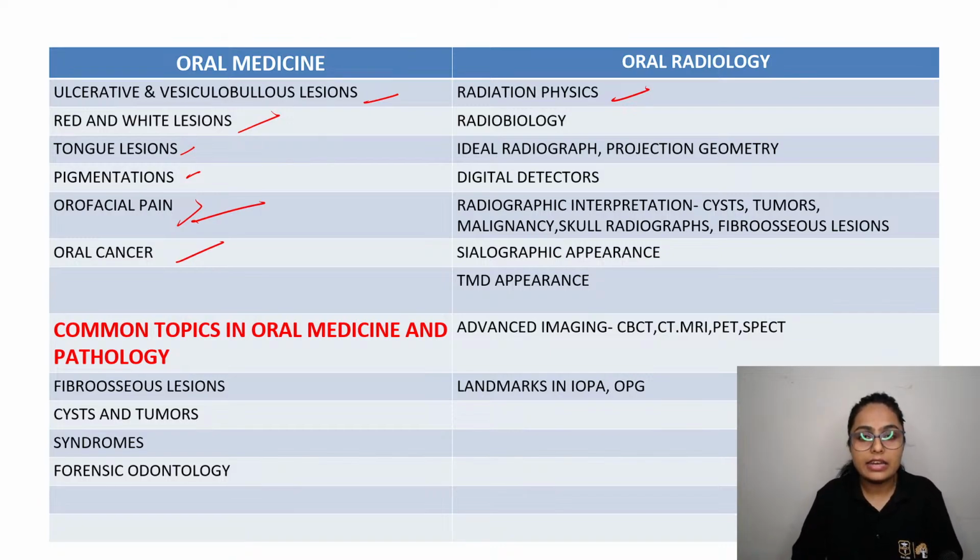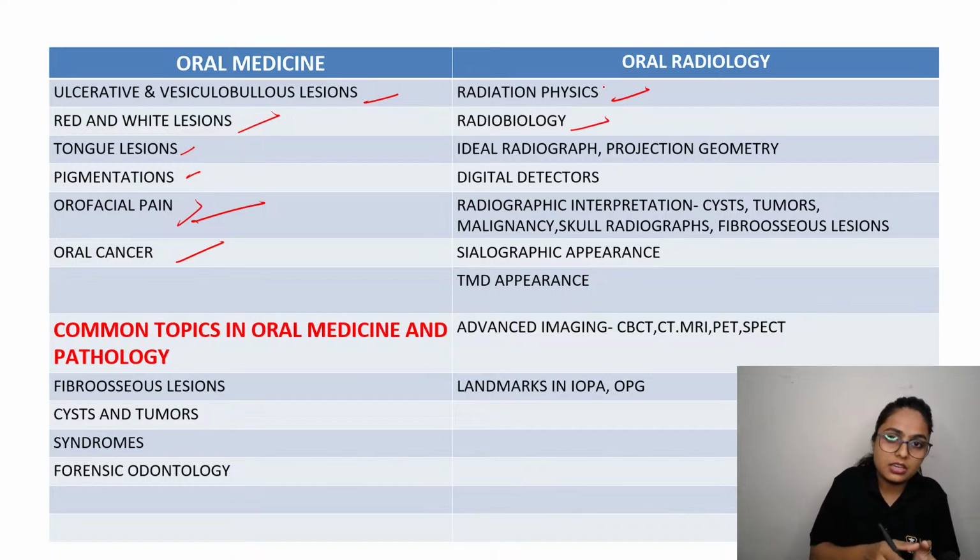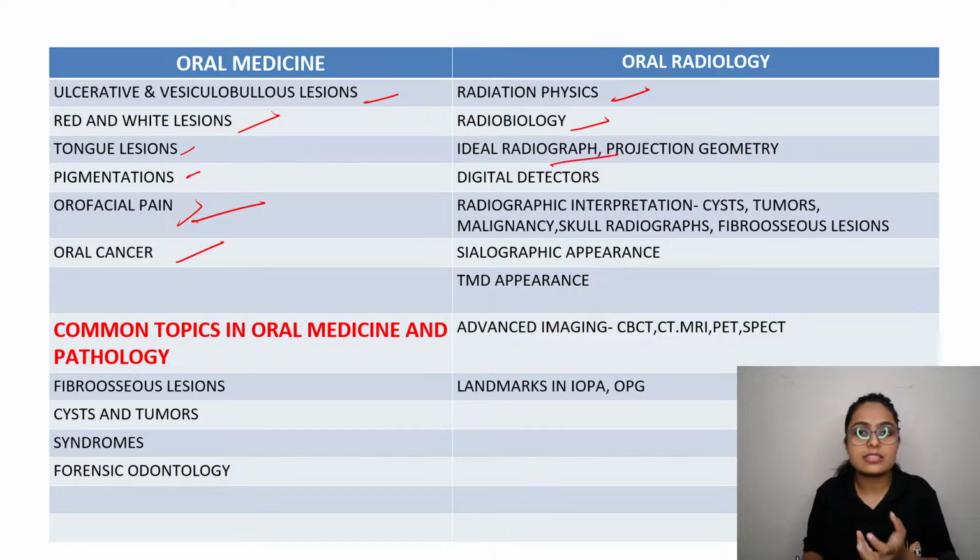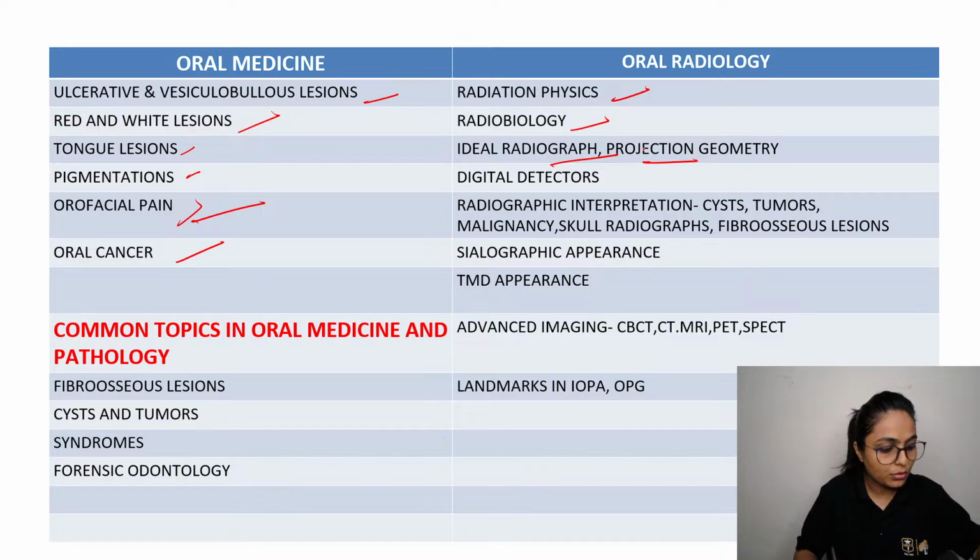All right, then we have radiobiology, in which you will be asked about deterministic effects, stochastic effects. All right, ideal radiographs, the contrast and density based questions. Which parameter affects contrast or density? Like that. All right, projection geometry, principles of projection geometry, and due to disturbance in the, you can say, the positioning of the radiograph, all right, there are some faults seen in the radiograph that can be asked as a question, all right.